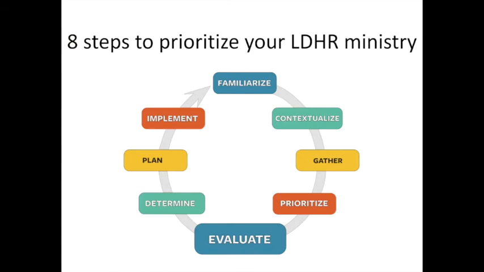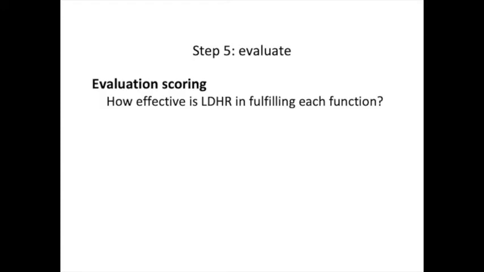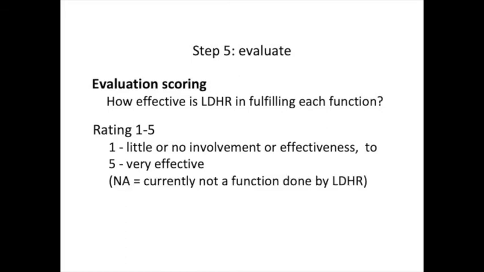Step 5 is evaluate, which is dealt with in the last section of the tool. Here we're trying to honestly assess our effectiveness as an LDHR ministry in fulfilling each function. For the rating, you can use a scale of 1 to 5, with 1 representing little or no involvement or effectiveness, and 5 representing very effective. Of course, it is possible that the element is not done by LDHR or is not appropriate to your country stage. In that case, you can just use NA, not applicable.